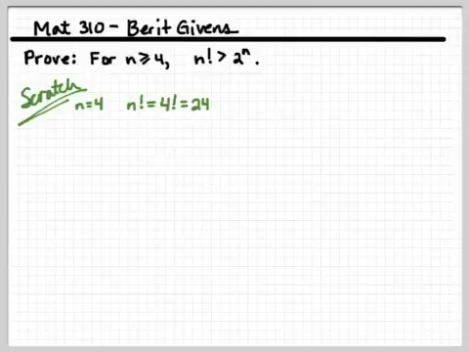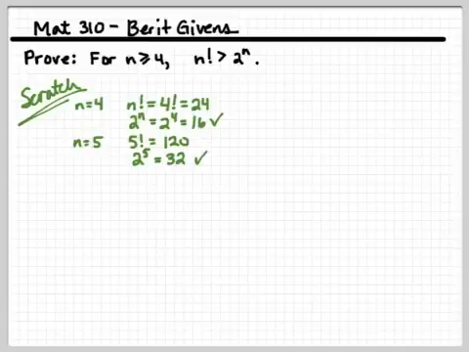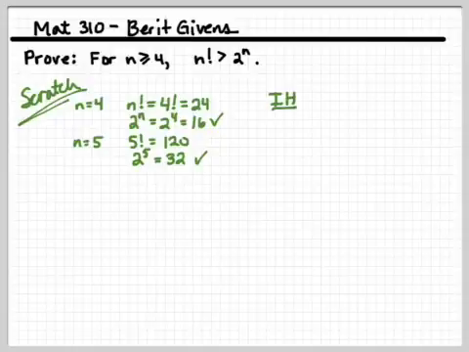So when n is 4, n factorial is 24, and 2 to the n is 16, and 24 is greater than 16. Also, when n is 5, I get 120, which is certainly greater than 32. Okay, so that sort of checks out. Now let's think about our inductive hypothesis.